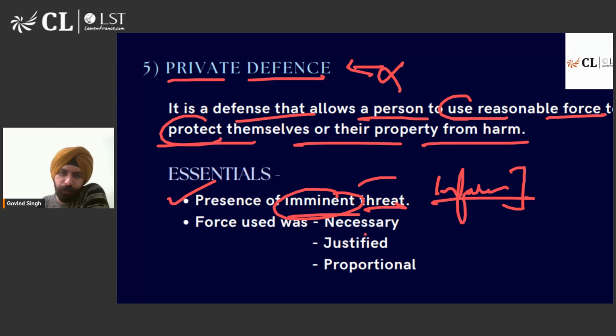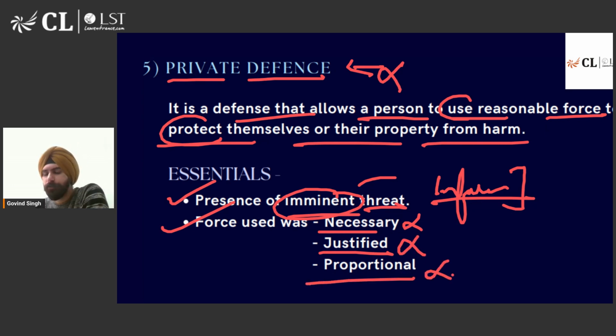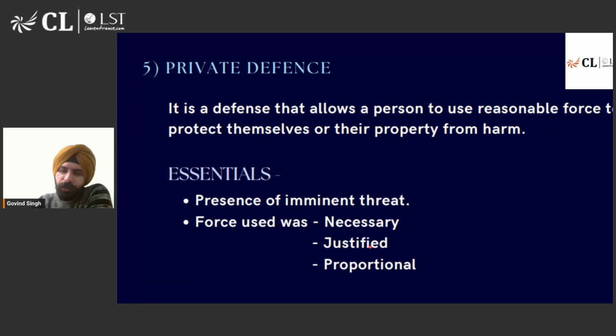Now, the other criteria which have to be fulfilled: it has to be necessary force. If using force is not necessary, then you would not get this defense. It should be a justified force. If it was unjustified, you would not get the defense. And it should be proportional. What do we mean by proportional? Only the amount of force which is necessary to avert that threat, to prevent that threat.